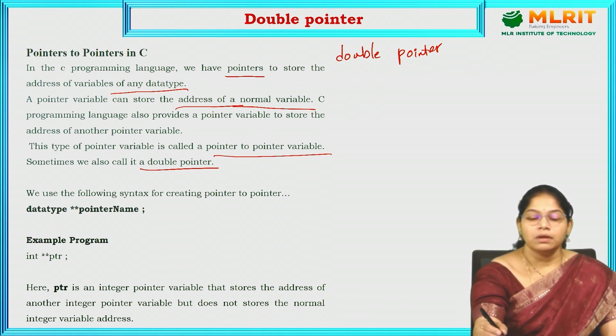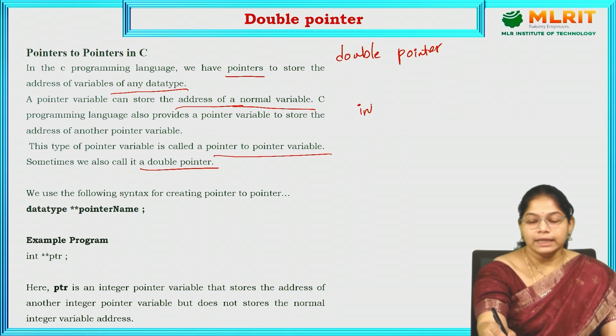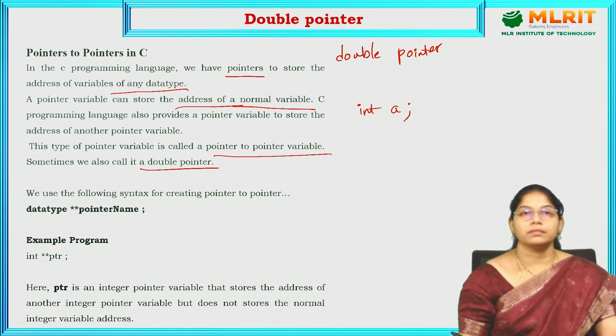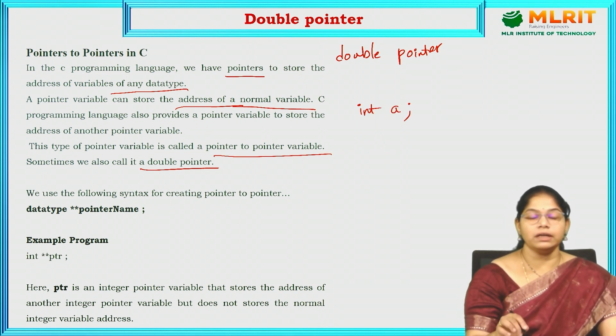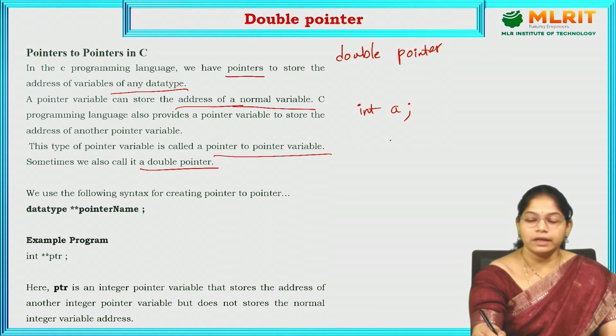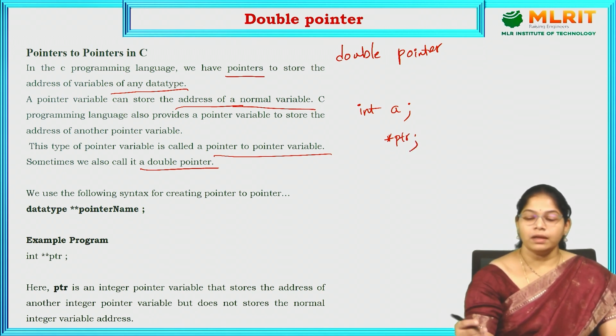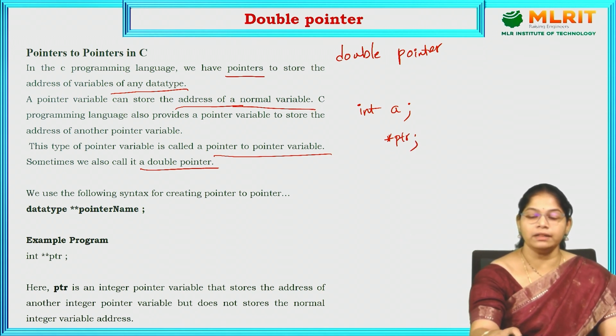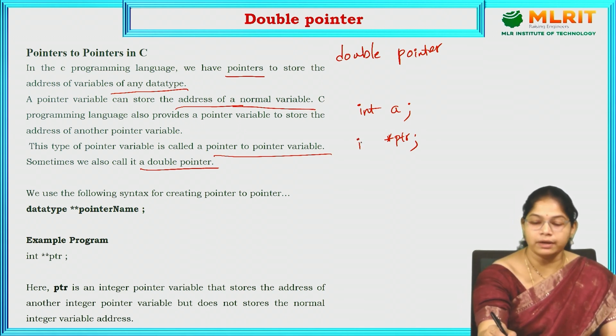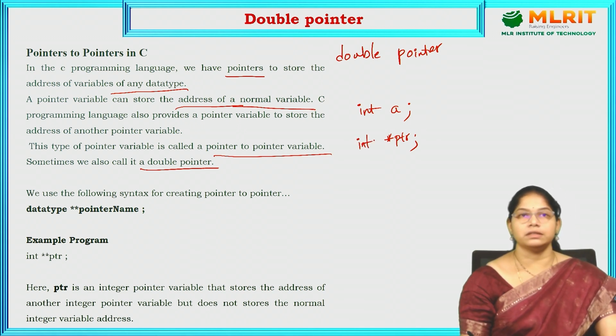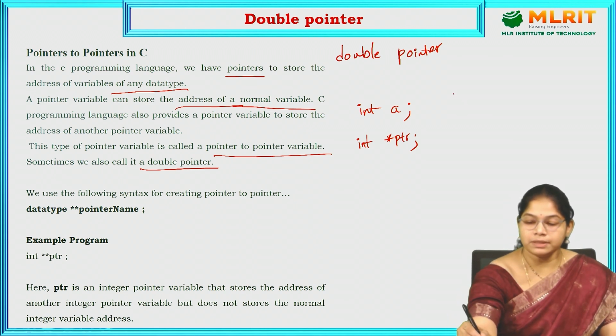Suppose we declare a variable int A. So how to declare a pointer? To declare a pointer, we have to use the asterisk symbol, then a pointer variable name ptr. If this pointer is holding the address of A, where A is of type integer, then the pointer must also be of type integer. Then what happens in the memory?